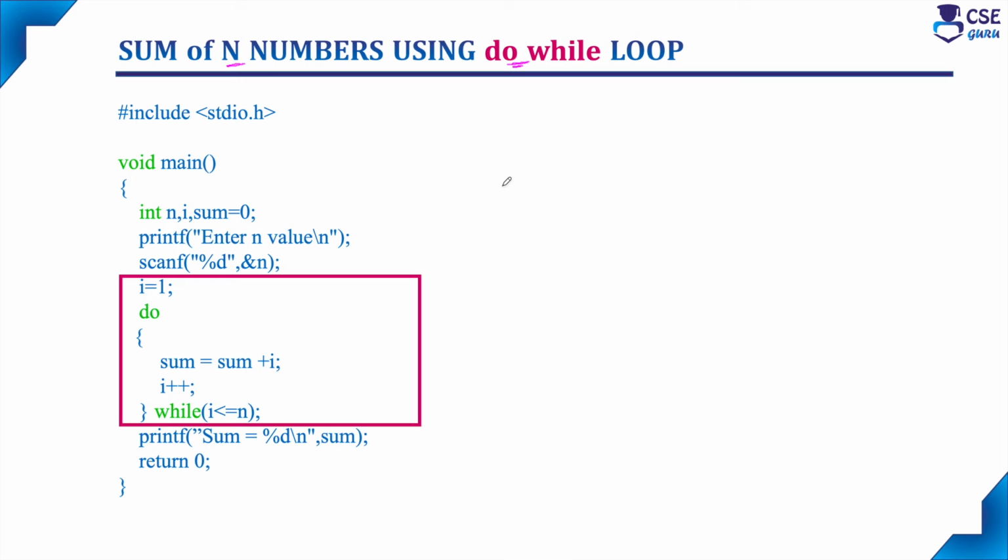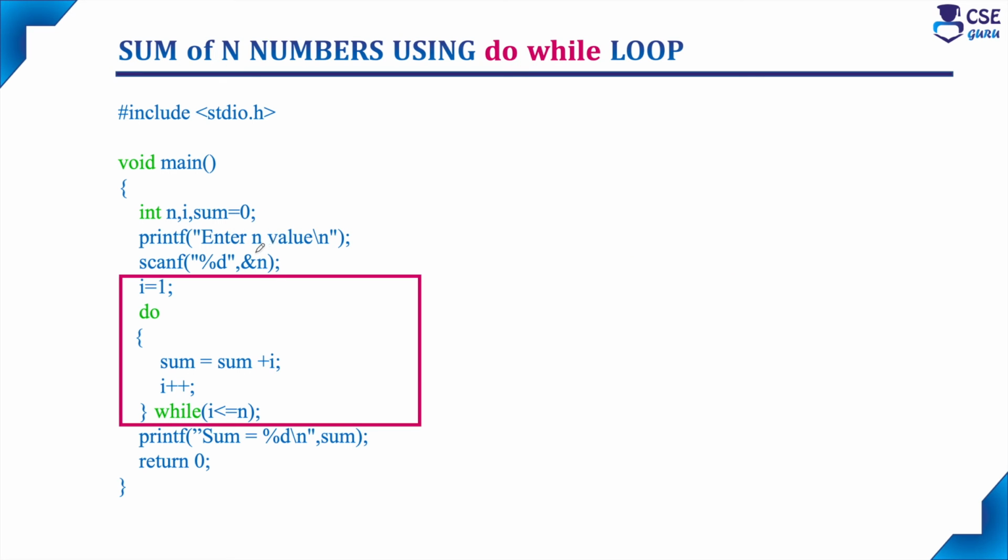So the sum of n numbers is nothing but, suppose you have entered n value equal to 2, then the sum of the n numbers is 1 plus 2, that is 3. Suppose n value is 4, the sum of n numbers starts from 1, and we need to add the sequential numbers up to this n number: 1 plus 2 plus 3 plus 4, that is 10. Suppose it is 5, then 1 plus 2 plus 3 plus 4 plus 5, so that is 15. So this is the logic of sum of n numbers. This logic we are going to implement with the help of this do-while loop.